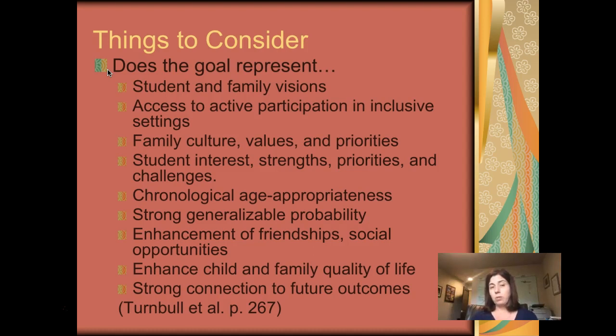You need to make sure that the goals are chronologically age appropriate, as well as generalizable. And then also, not just looking at the academic goals, but also looking at enhancement of friendships and social opportunities and other things like that. Making sure that goals are enhancing the child and family quality of life. So is this really making their lives easier, better? Are these goals going to help? Again, it goes back to the student and family visions and family culture. And do these goals have a strong connection to future outcomes? So again, even though a student might be in fourth grade, does this have a connection to the long-term plan that the family might have for that student?